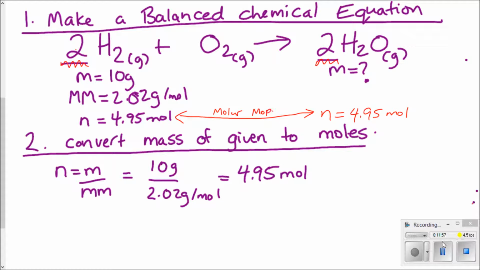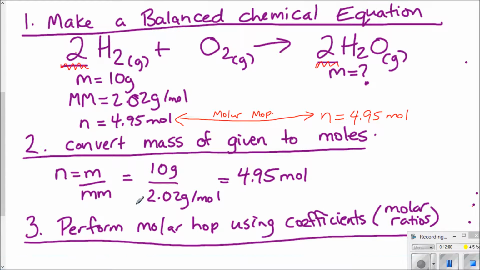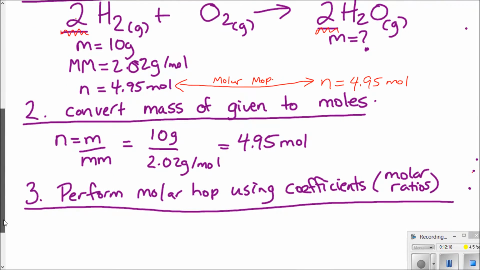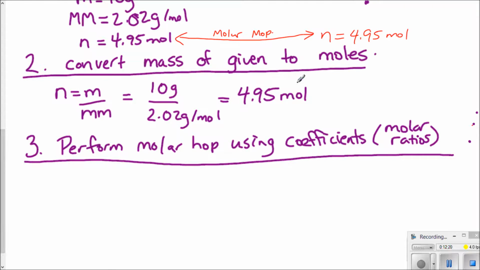So we perform the molar hop. The molar hop is also known as the molar ratio sometimes, but this is the actual step of stoichiometry. So step 3 is stoichiometry, and we're going to use these coefficients. It should be 4.95 because it's a 2 to 2 ratio, but let me show you how you set it up. You have to actually do the step. You can't always just write it down. So this is the actual molar hop step.